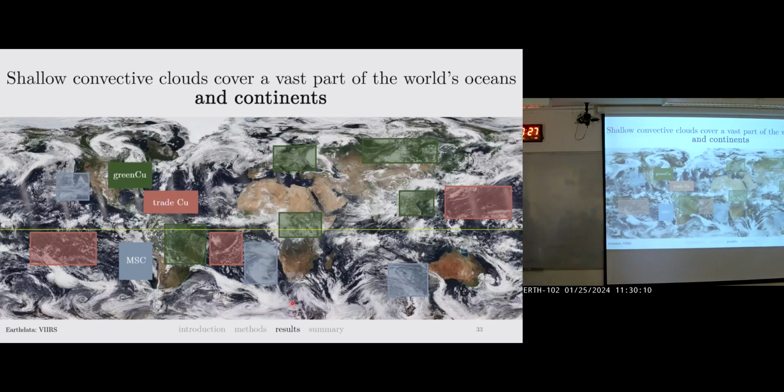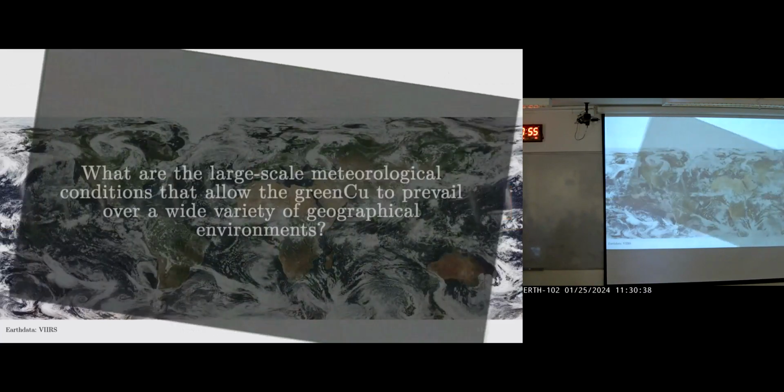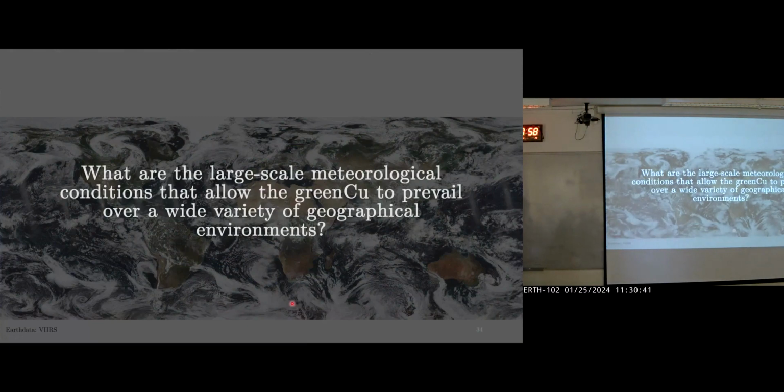And now I schematically plot the equator again. And Danny, this goes back to the little discussion we had before. While we see the red areas of the trade Cu are located symmetrically around the equator, in a very specific confined environment, and the marine stratocumulus as well, the green Cu are spread further away, in different conditions. So this was what we were after next. What is this blend of large-scale meteorological conditions that allows the green Cu to form or to prevail over such a wide variety of geographical environments?